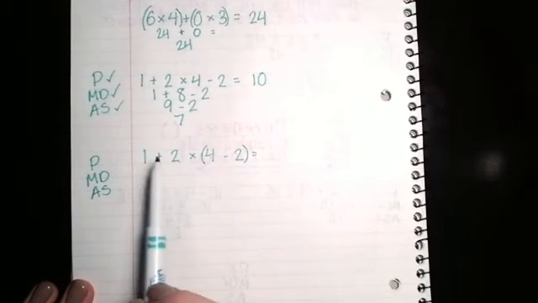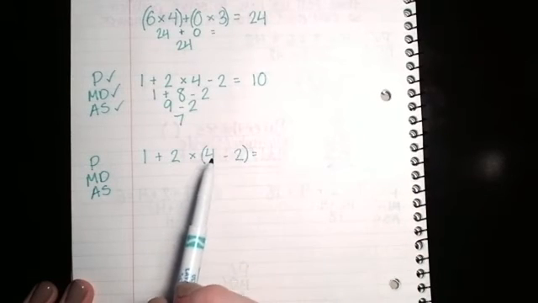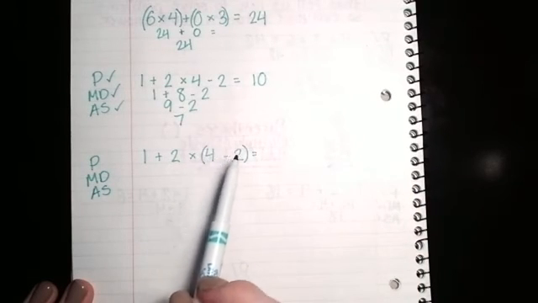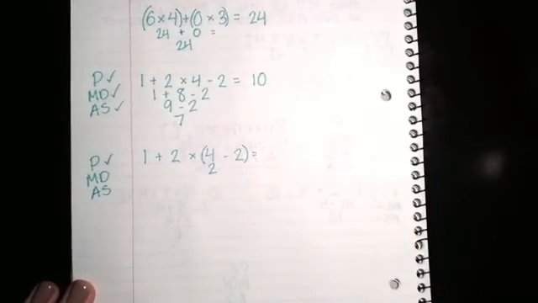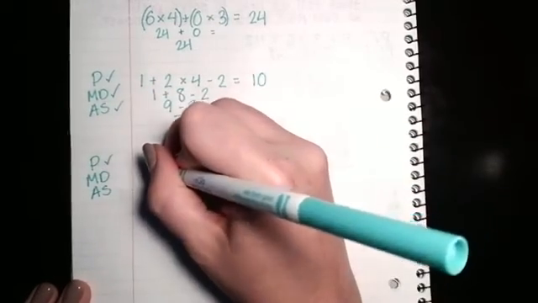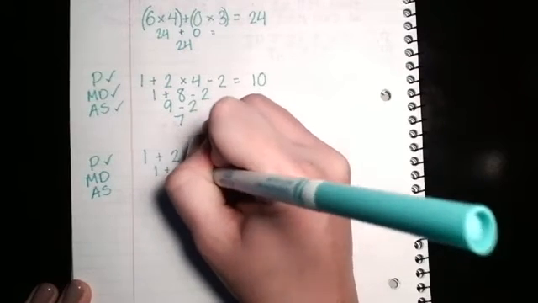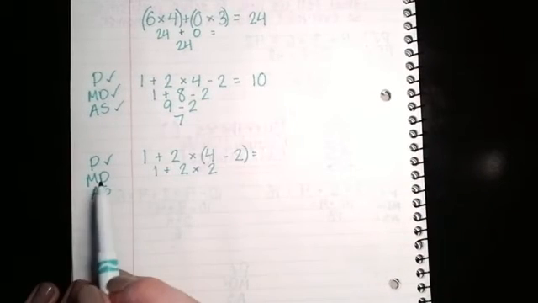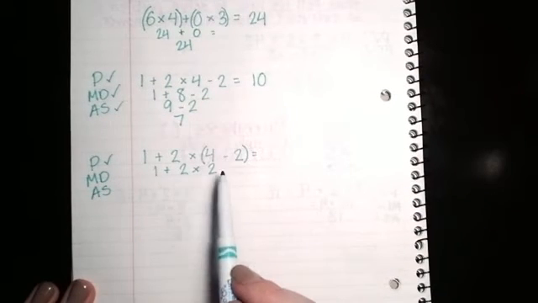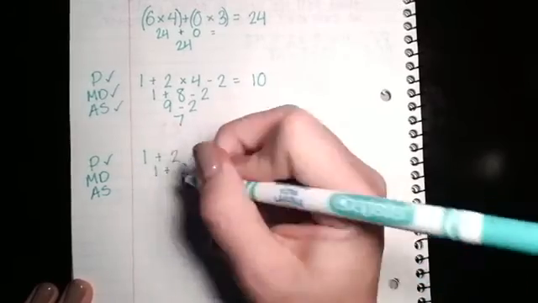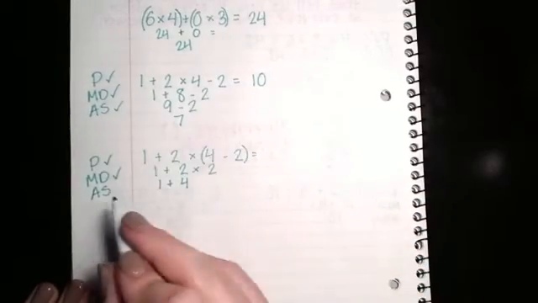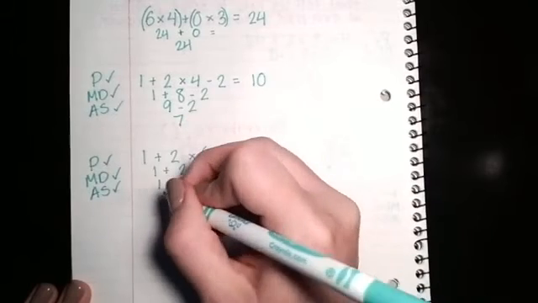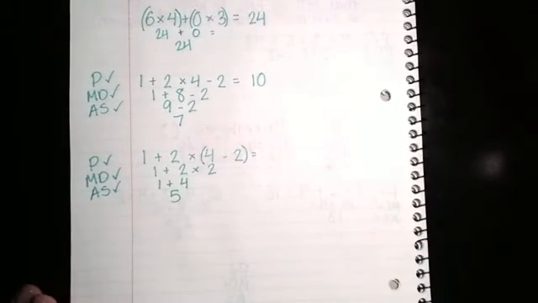Okay, first thing is parentheses. I just placed these parentheses, so this is the first thing I need to solve. 4 minus 2 equals 2. Done with my parentheses, I can drop down the rest of my problem. Okay, next thing is multiplication and division. Right here, 2 times 2, that's going to be 4. And drop down the rest. And last is addition and subtraction. 1 plus 4, that equals 5.